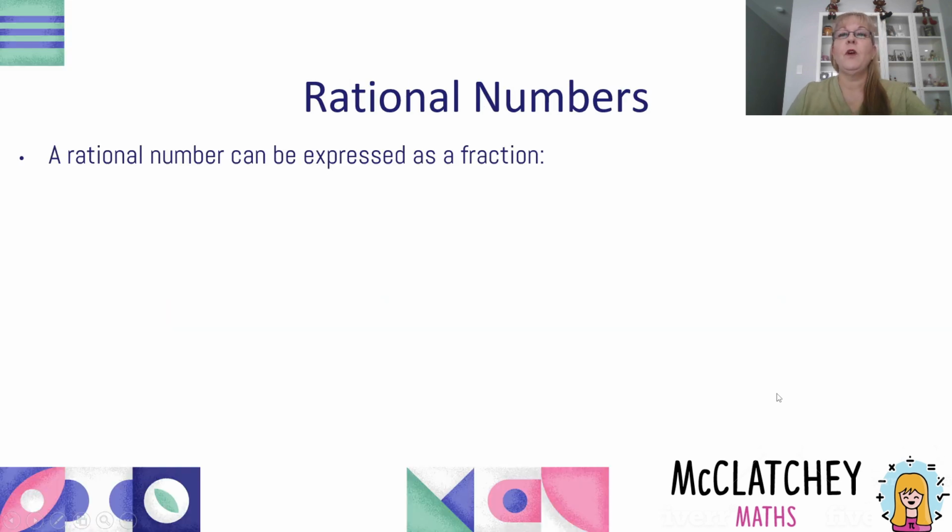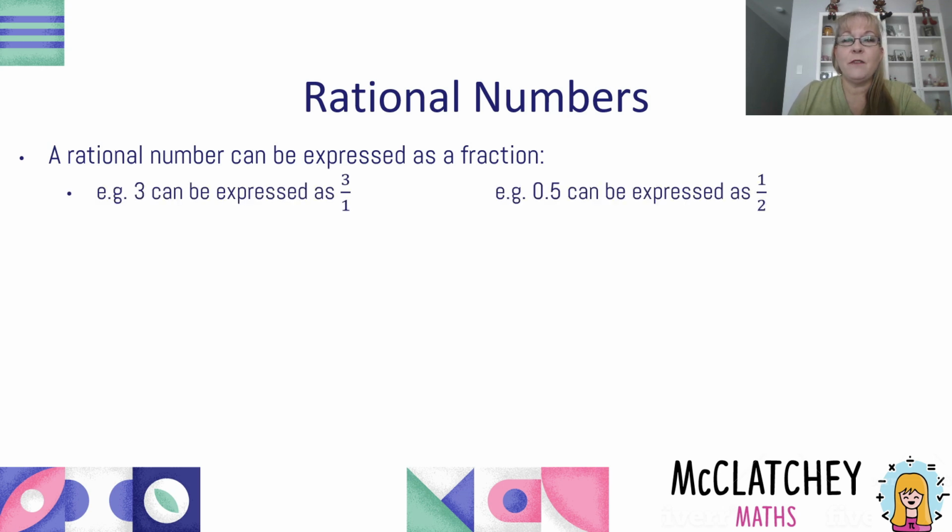Okay, so first of all, we need to have a think about our number system. Different types of numbers can be grouped into different categories. So we have something called rational numbers, and this is any number that can be expressed as a fraction. So things like the number 3 can be expressed as a fraction, 3 over 1, because 3 divided by 1 is just 3. Normally we think of whole numbers as just whole numbers, but they are actually fractions as well.